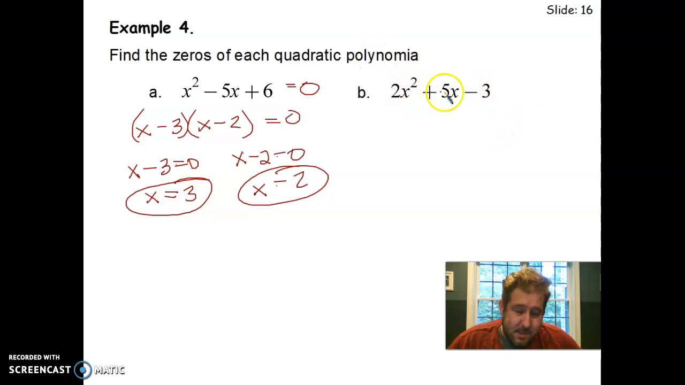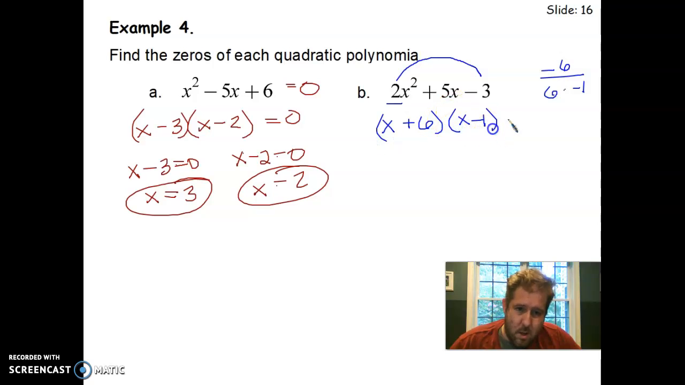All right, question B. This time you have what's called a leading coefficient. You have an a term that's not 1. There are multiple strategies for doing this. Me personally, I'm going to multiply a times c, get negative 6. And then I'm asking what's the split on negative 6 that also adds up to 5. That would be 6 times negative 1. So I'm going to do the same thing I did over here. So x plus 6 and x minus 1. But I have to divide both numbers by the leading coefficient, which is 2. So 6 divided by 2 is 3.